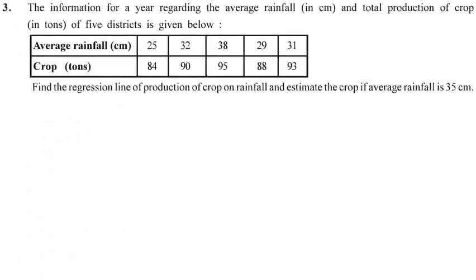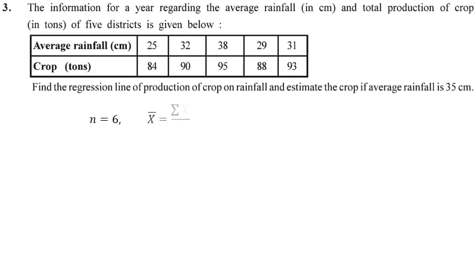The third question, the information for a year regarding the average rainfall in centimeter and total production of crop in tons of 5 districts is given as follows. Now what we are supposed to do is calculate the regression line of production of crops on rainfall, that is y on x, and estimate the crop if the average rainfall is 35 centimeters.